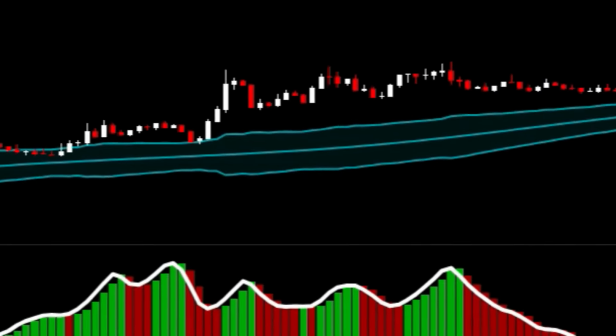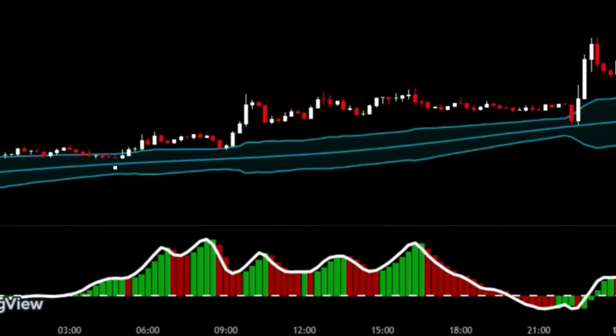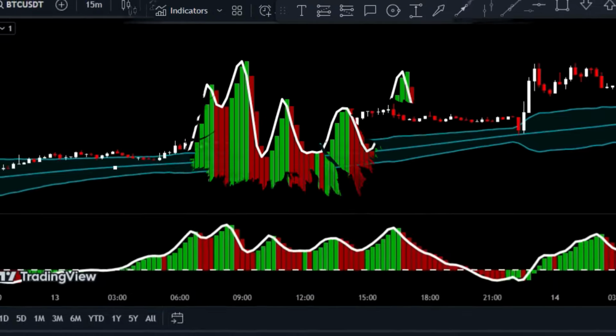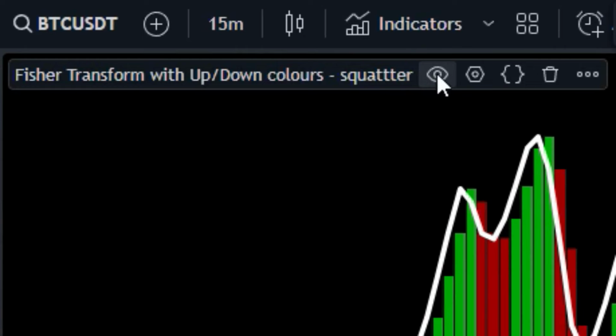Now, to make the most out of this powerful tool, you'll need to fine-tune those settings. No worries, it's a breeze. Just find the Fisher Transform with Up and Down indicator name and click on the little gear icon to open up the settings window. Then just follow my lead.